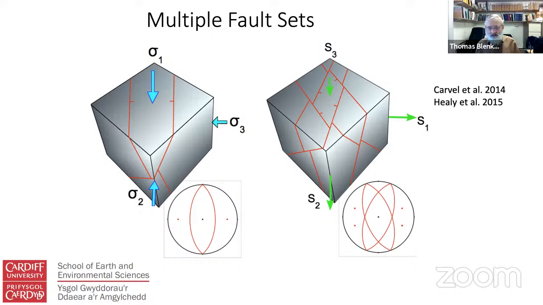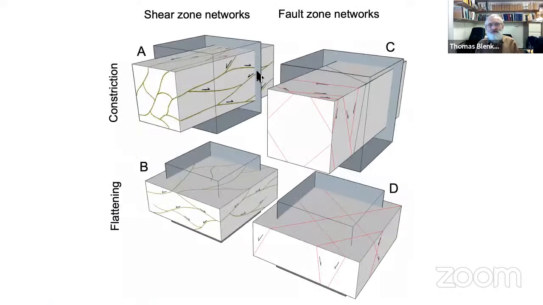So we can take that a step further and arrive at some sort of schematic diagrams like these. On the right-hand side are diagrams which are similar to the ones you saw in the previous slide, which show multiple fault sets. And what they show is that the actual geometry of those multiple fault sets will depend on the bulk strain, depending on whether we have, at the top, constrictional strains or, at the bottom, flattening strains.